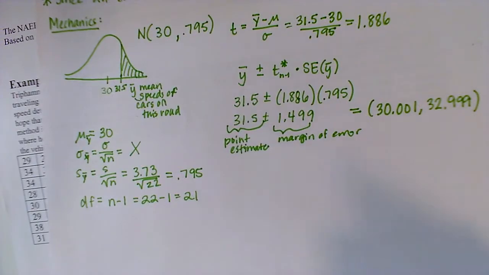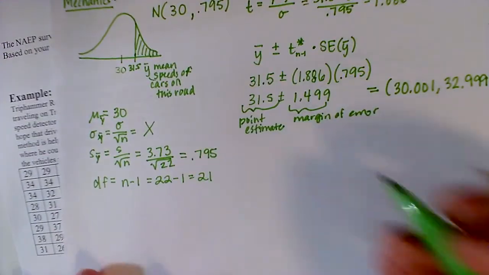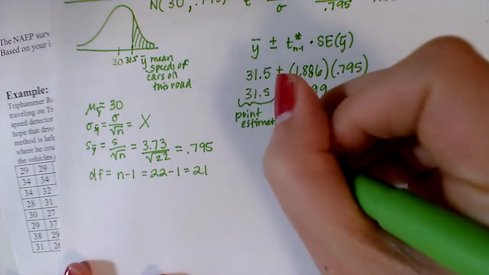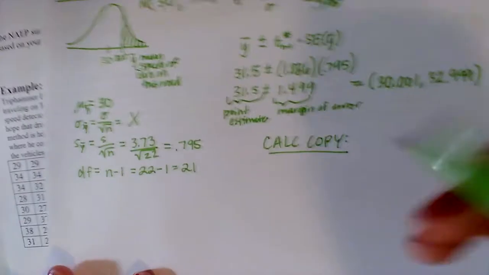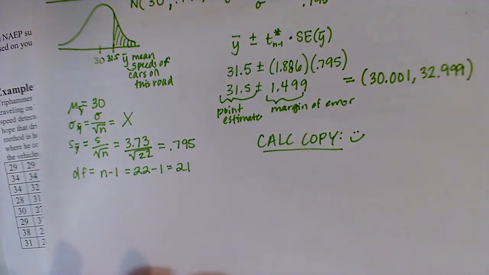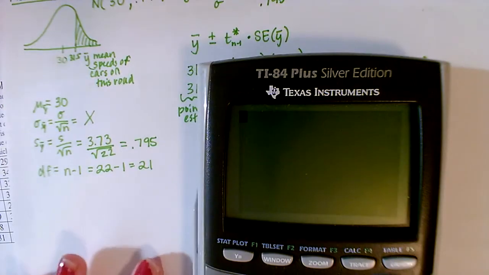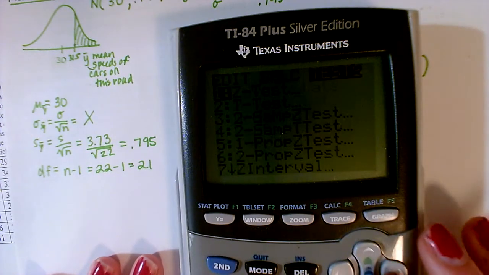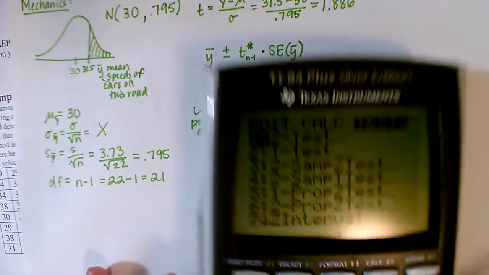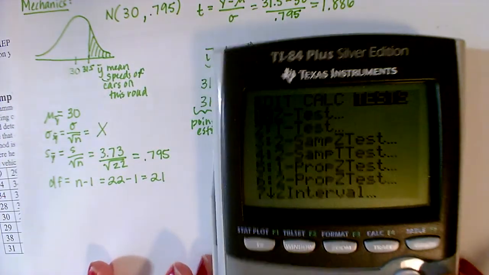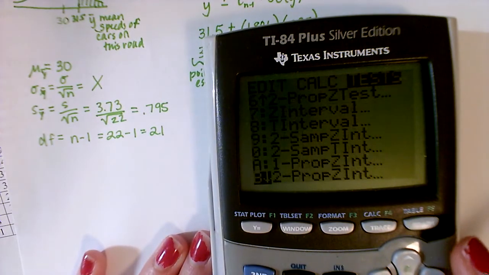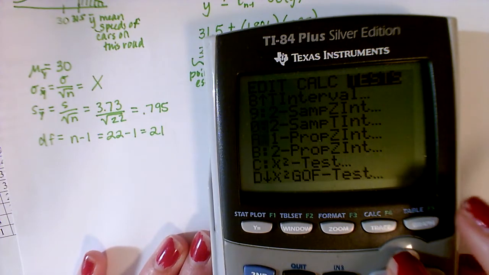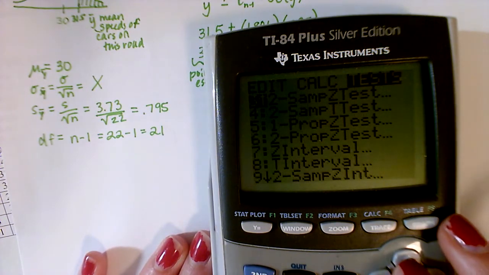Real quick, let's do it in the calculator because why not? Okay, so if you'd like to do it by hand, great, but why not do a calculator copy because it'll save you time. Yes, we want calculator copies. Okay, so let's do that. So literally all you have to do is go to stat, go over to tests. Oh, let's see here. We already named it a one sample t interval. So we're going to go down to one sample. Oh, I passed it.